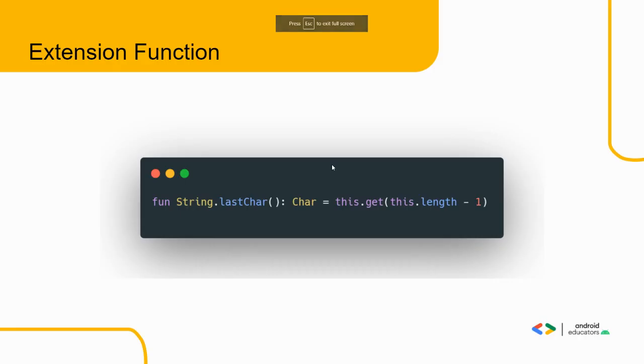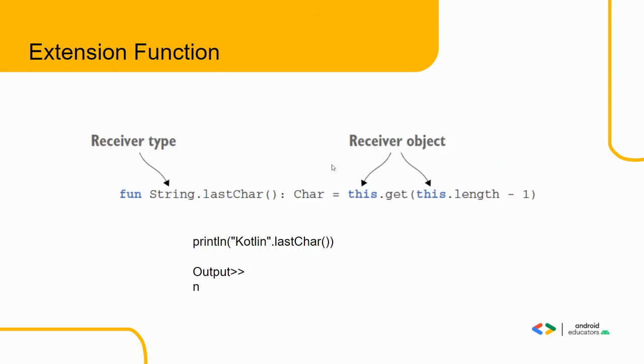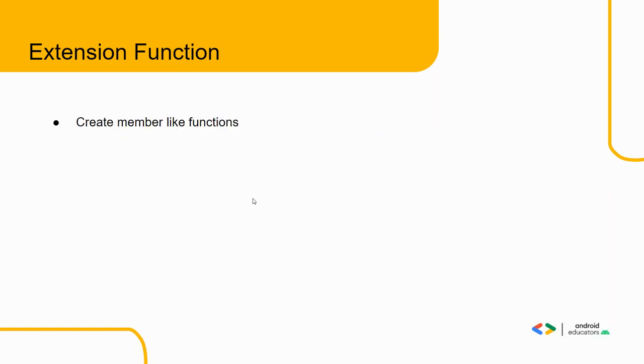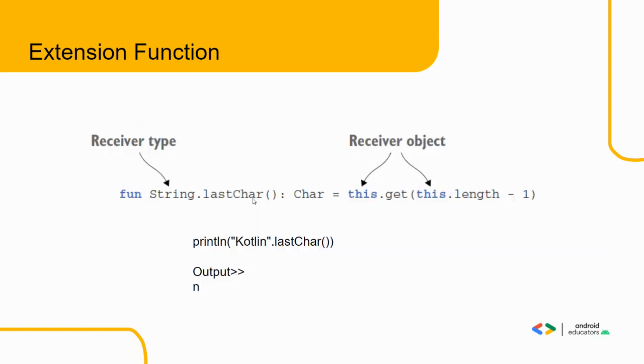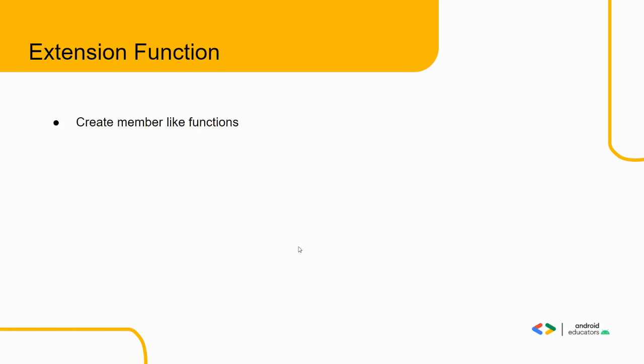This is the normal way that you can call that extension function. There are some properties I want you guys to understand. You can create the function so it looks like a member function, right? Nobody would say here that lastChar is not a member function, because it looks like we can call it from String. So it will create a member-like function.